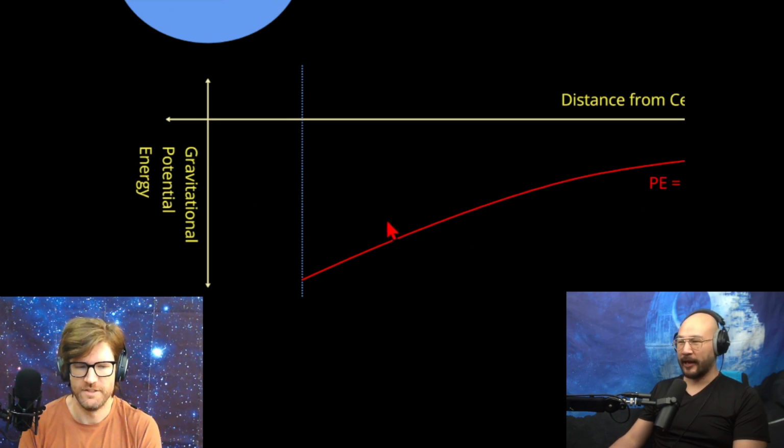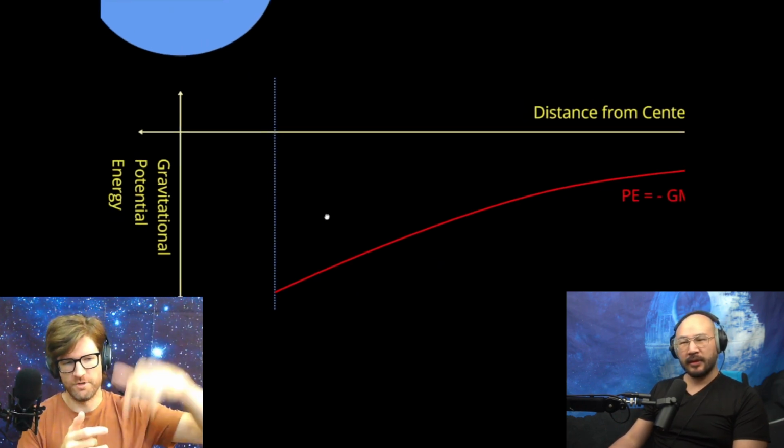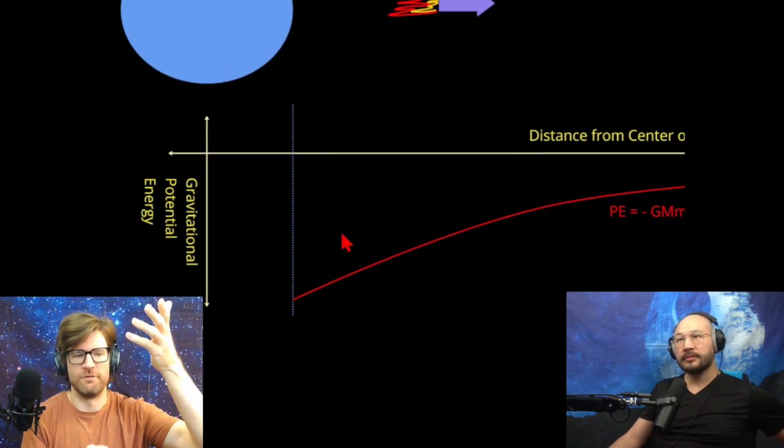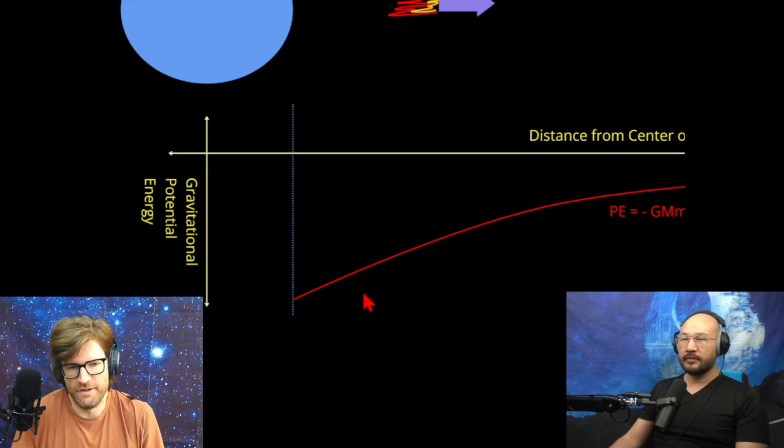Okay, I'm happy with that. I can work with that. Yeah, the closer you are to a planet, the lower your potential energy is, meaning the more negative it is, meaning the farther from zero it is. That's how we define it.